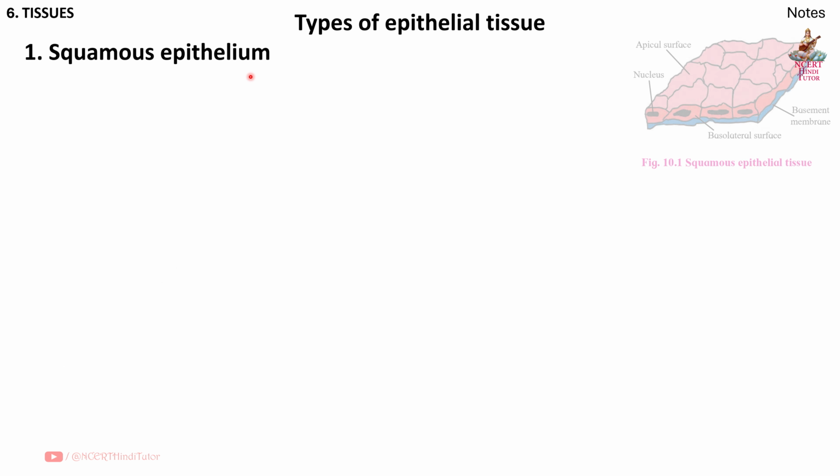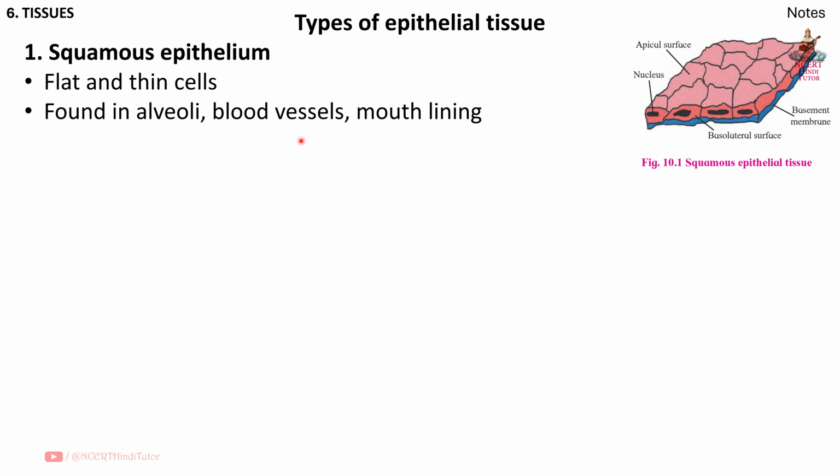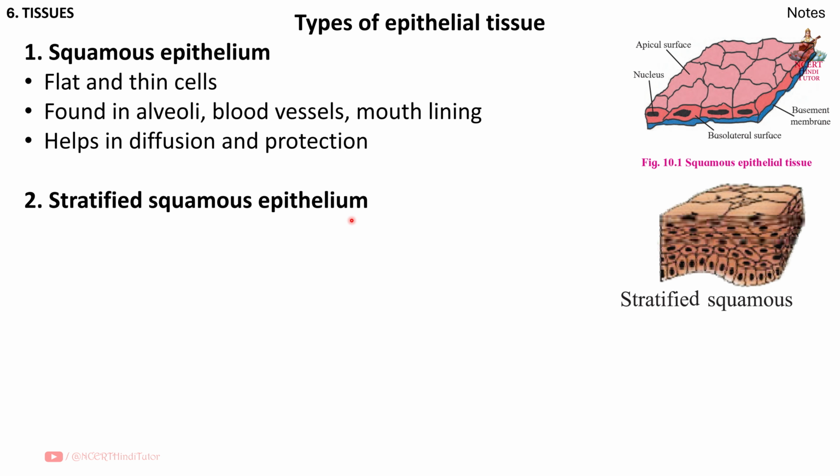Types of epithelial tissue. First, squamous epithelium. This is the diagram. Flat and thin cells found in alveoli, blood vessels, mouth lining, helps in diffusion and protection. So friends, this diagram is not given in your NCERT book, but I have provided you the figures for better understanding. Second, stratified squamous epithelium.